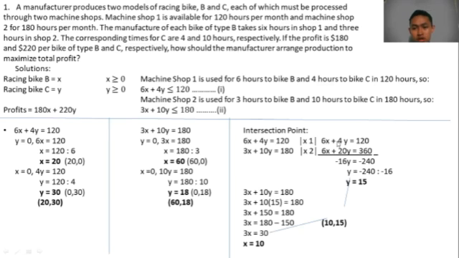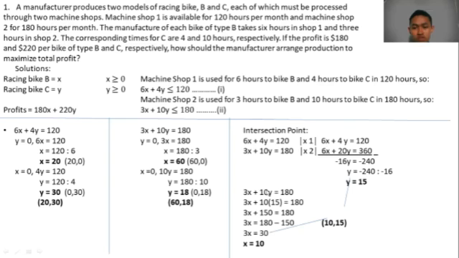So we get minus 16y equals minus 240. And then y is minus 240 divided by minus 16. So we get y equals 15.